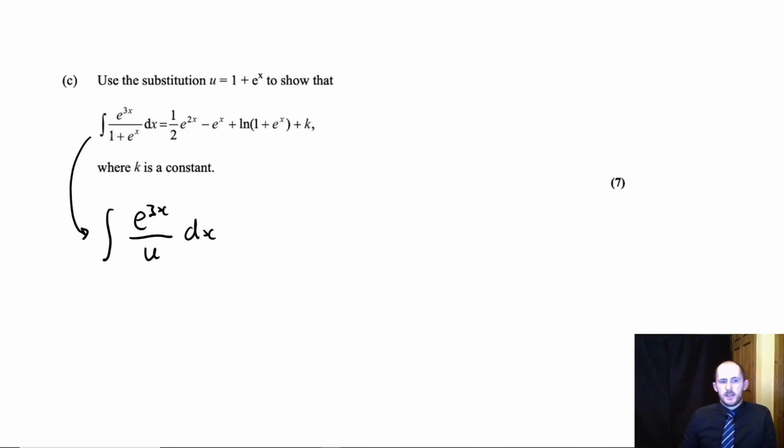Okay. Can't integrate that though either, can I? So I need something for e to the 3x. Well, I'm going to look at my substitution. Can I make this e to the 3x equals? Well, I can make it e to the x equals u fairly easily. And what is e to the 3x? It's just e to the x cubed. So I'm going to cube both sides.